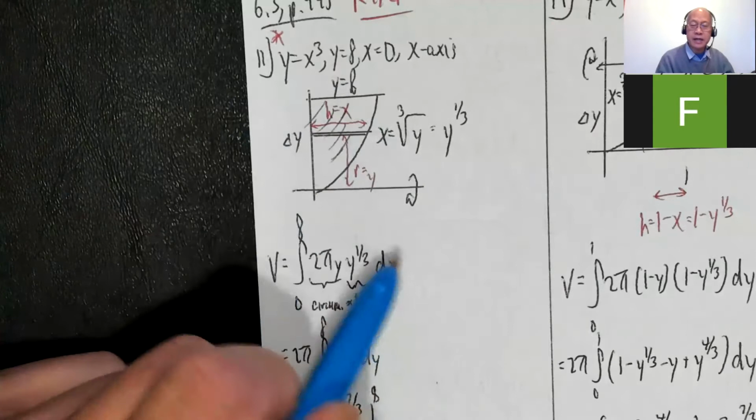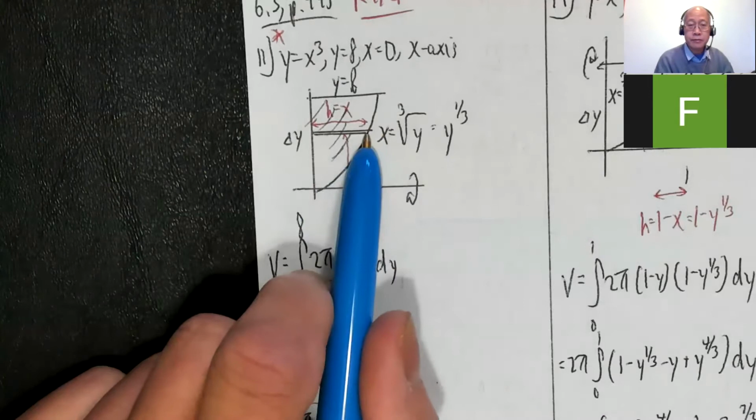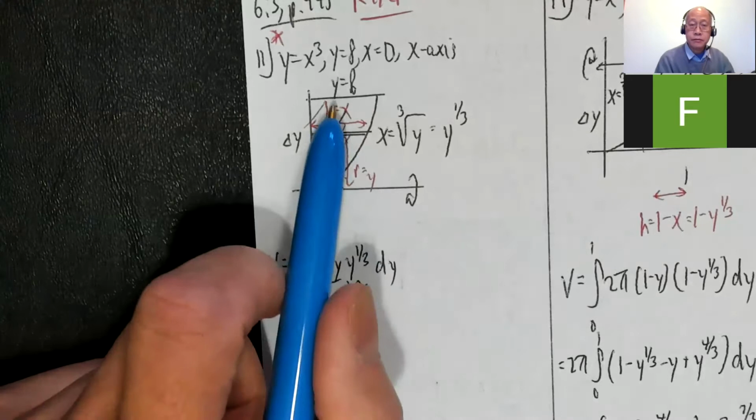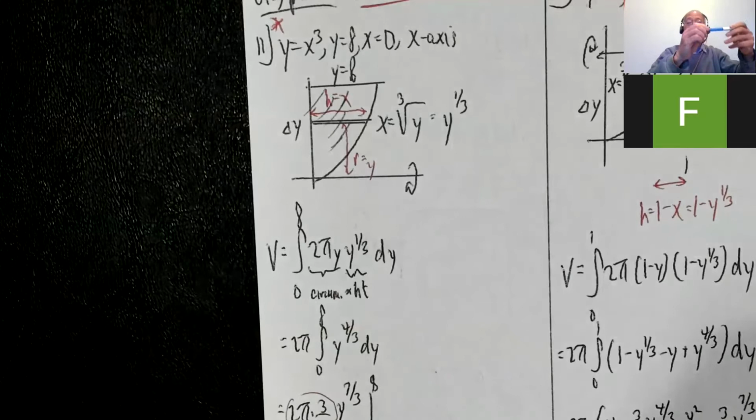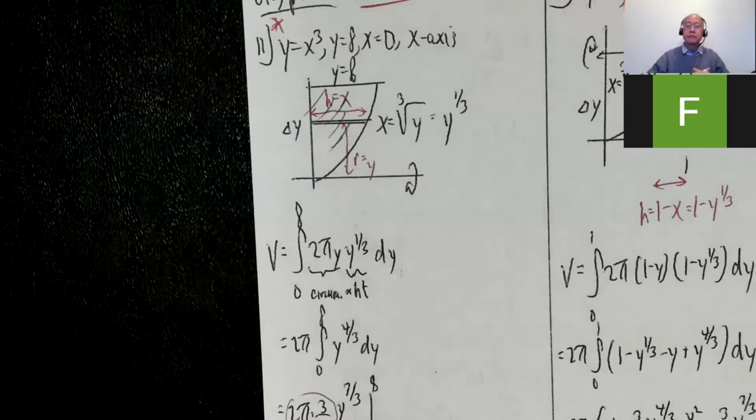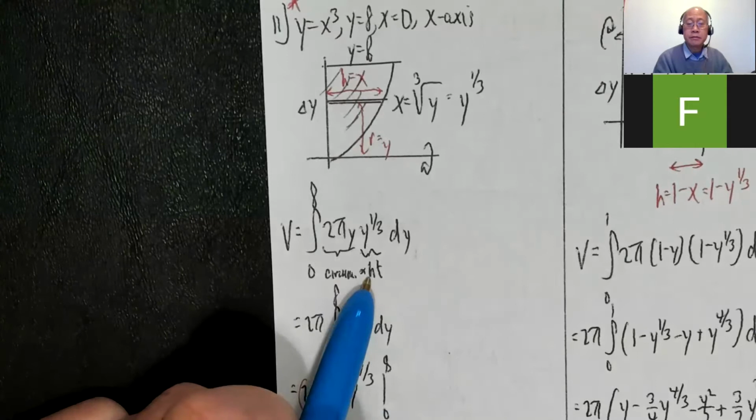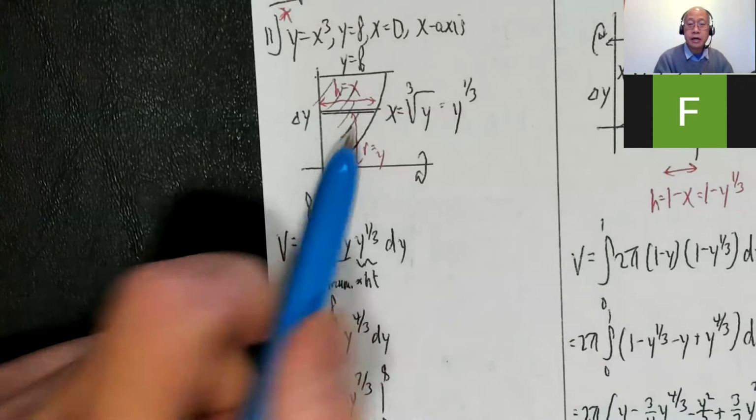So the shell method means, in this case, slice delta y. If I slice delta x, in this case, you would have the washer: a big disk minus a little disk. But slicing delta y and spinning about the x-axis, it would go like that, so you end up with these shells. I'm integrating circumference times height. The thickness is delta y, and the integral becomes dy. So 2 pi radius, and here the radius is y. So 2 pi y.